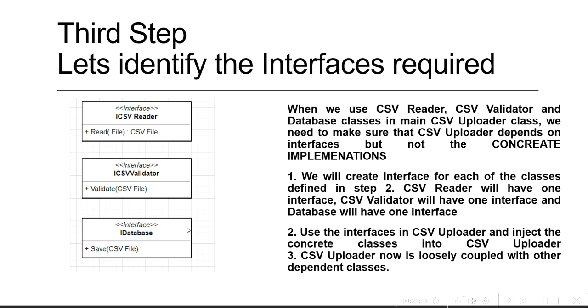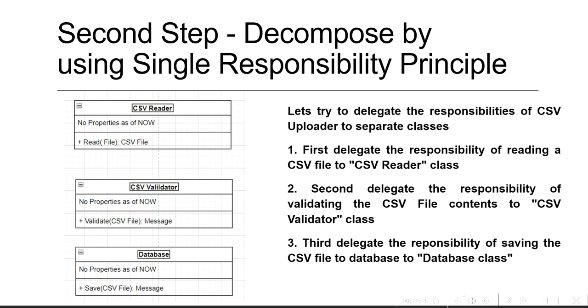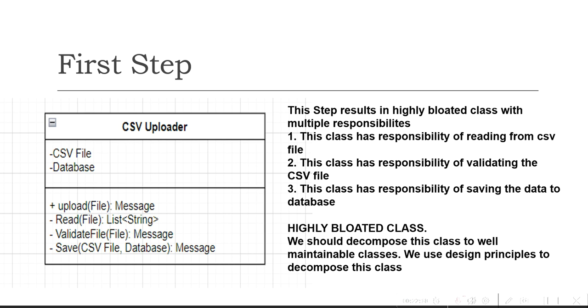Okay, so now you have made the interfaces. Now let's go back to the main class, the CSV uploader class. Here, instead of using the concrete implementations of CSV reader, CSV validator, and database, you use the interfaces, right? So you create objects with interfaces. So you can use Autowired in Spring Boot to inject those dependencies, right? So we'll come to that later when we design the actual classes, the actual low level implementation. But for now, it is simple.